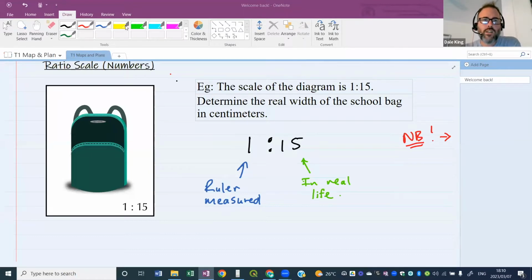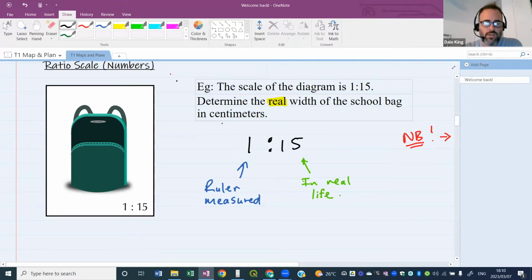Okay, so now in this question about this bag, when they say determine the real width, the keyword there is the real width of the school bag in centimeters. They're not talking about ruler width. They're talking about the right-hand side here. So when they want the real width, you need to convert to 15 on the right-hand side here. But the first thing we're going to have to do is measure our ruler measurement of this bag from the diagram and then convert it to a real life measurement using our ratio.